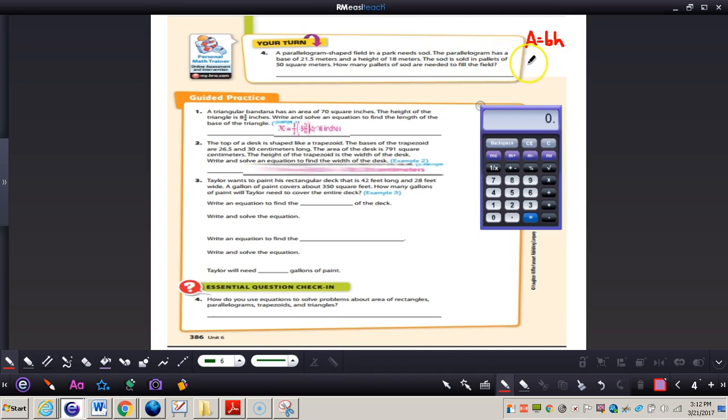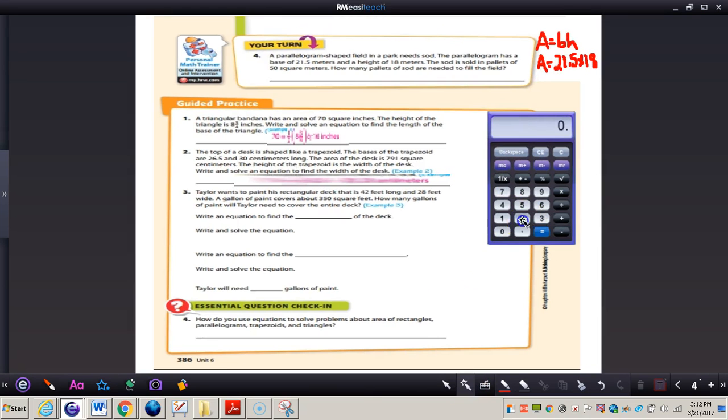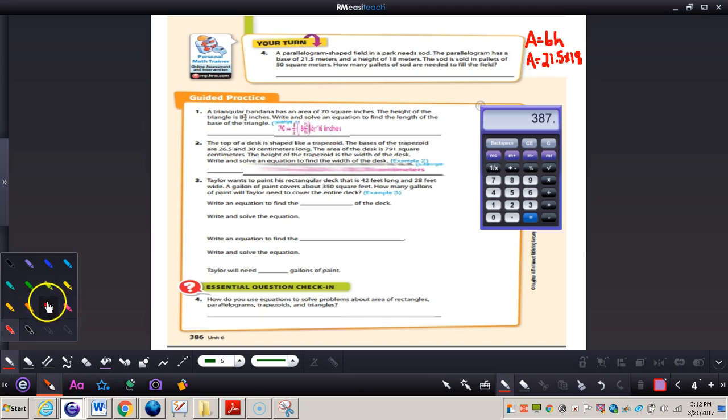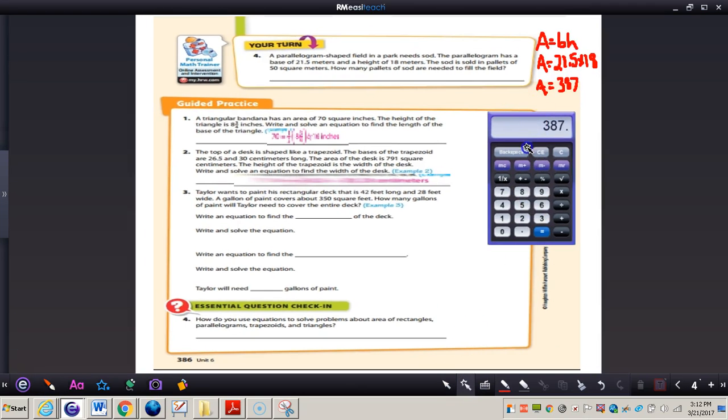Okay, so we know that area equals 21.5 times 18. Okay, and then we can multiply 21.5 times 18. And you can see we get 387. Okay, so that is the area of the parallelogram. Okay, now we're not done yet though. So area equals 387. Okay, and I'm going to move my calculator here.